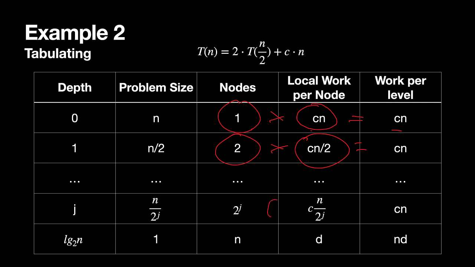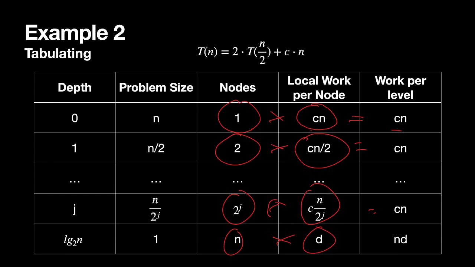As we continue down the tree, we'll get more and more nodes, but each one's doing less and less work, and the product will continue to be Cn until we get to our bottommost layer, where we're doing our base case and we're not doing C units of work per node. So we'll have our n nodes, each doing d amount of work.